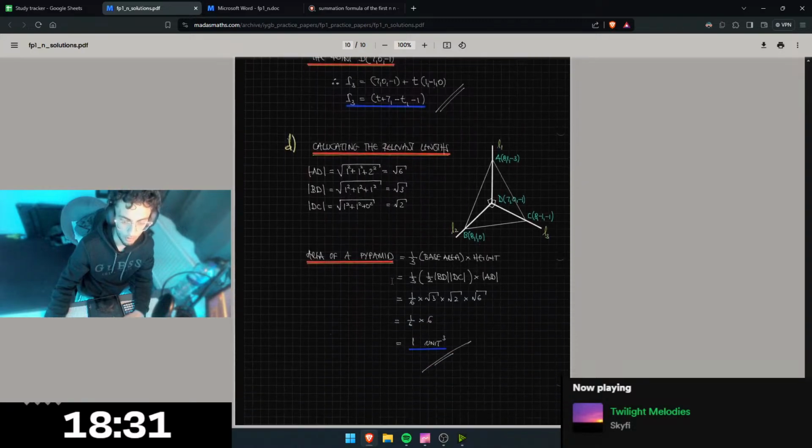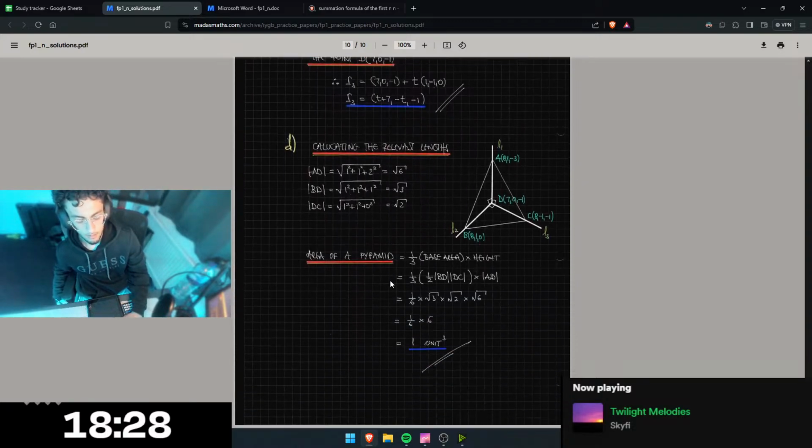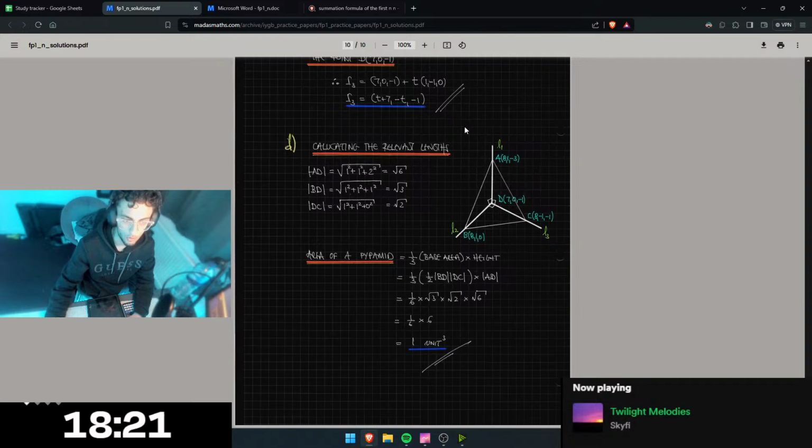Cool, I used the dot product because I'm lazy. Cool. He just did the distance formula. Nice. I'm gonna do the distance, the modulus thing.